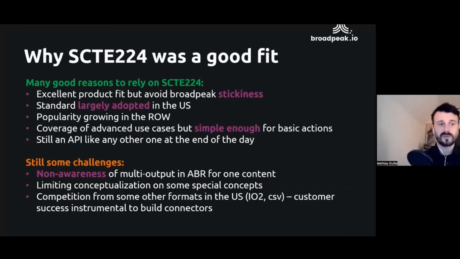Some of the concepts are pretty limited. I think in terms of security, SCTE224 doesn't do anything around impersonation, man in the middle, this kind of stuff. So it's super important you work on the security on the side. There's a little bit of competition. If you take a look at SCTE224 and the use case of blackout, there's competition coming from other formats in the US, IO2, for instance. So the decision we made also is, again, we stick to our API, and we have a team called customer success, which can be instrumental to also build connectors and help the market and our customers to implement SCTE224 as well.